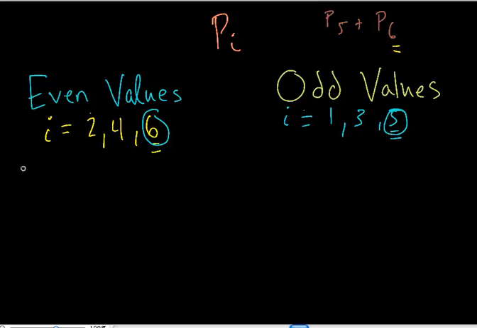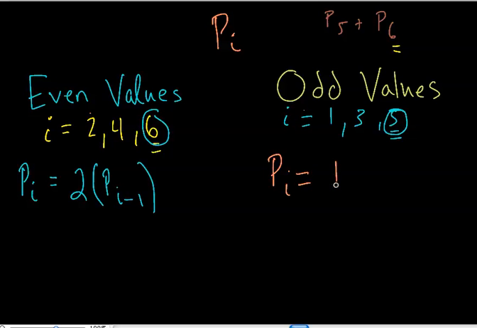So when it's even, the rule goes like this. Any PI is equal to twice the one before it, so PI minus 1. And I think before you probably took P5 and P6 and both used this rule for them and added them up. But you can't do that. And for odd values, the rule is any PI is equal to the one before it, PI minus 1, plus one more.